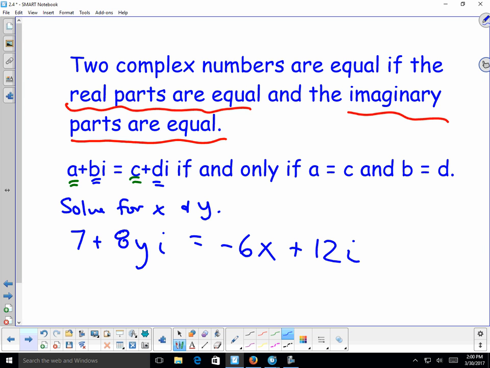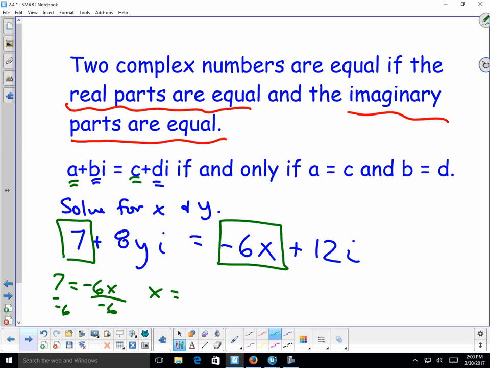Yes, we can. We're going to set the real parts equal. Since I have one complex number equal to another, I know that the real part here has to equal the real part here. Notice the real parts are the parts without the i, right? So if 7 has to equal -6x, then x must equal what? 7 over -6. So x has to equal 7 over -6, which is -7/6. And what's the y going to equal?